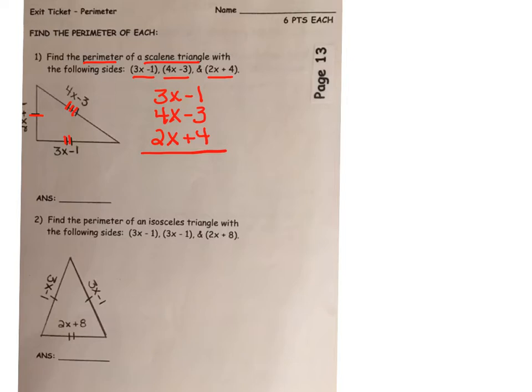Let's move on to problem number 2. It states, find the perimeter of an isosceles triangle with the following sides: 3x minus 1, 3x minus 1, and 2x plus 8. We know in an isosceles, 2 of the sides are congruent. But go ahead and stack your expressions. 3x minus 1, 3x minus 1, and 2x plus 8.